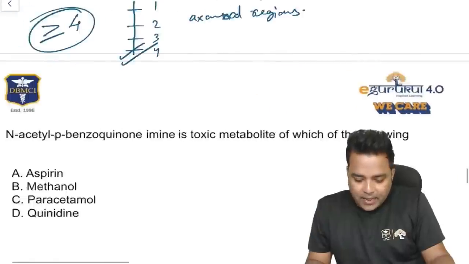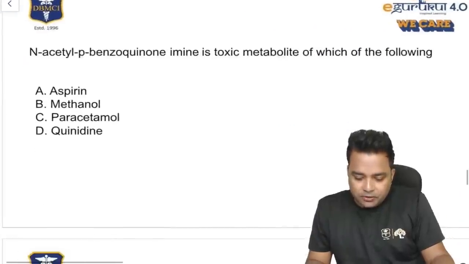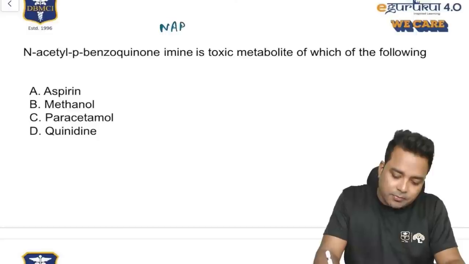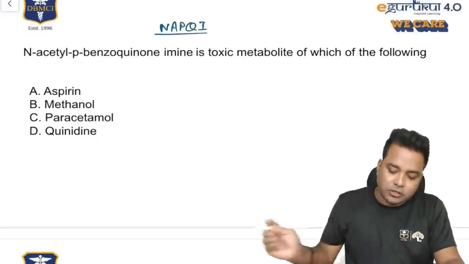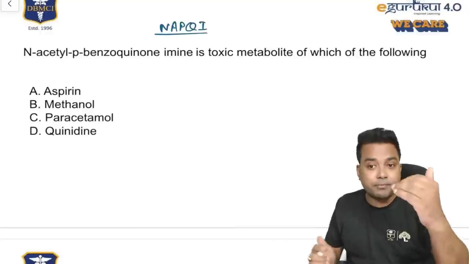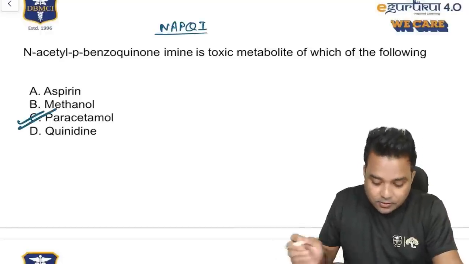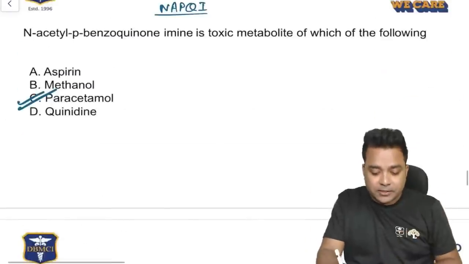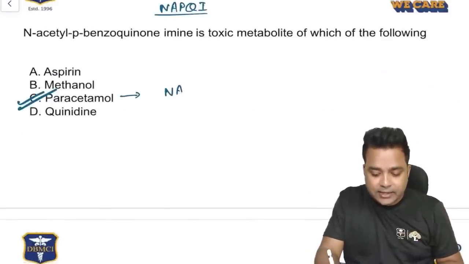Let's move ahead. Acetyl parabenzoquinoneimine is a toxic metabolite of which of the following? Shortly called NAPQI. And acetyl parabenzoquinoneimine is a toxic metabolite of PCM, paracetamol. Antidote for paracetamol, everyone knows. Antidote is N-acetylcysteine, NAC.